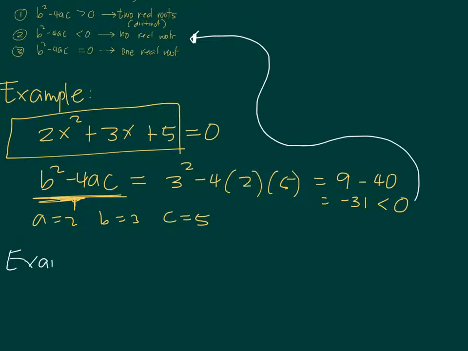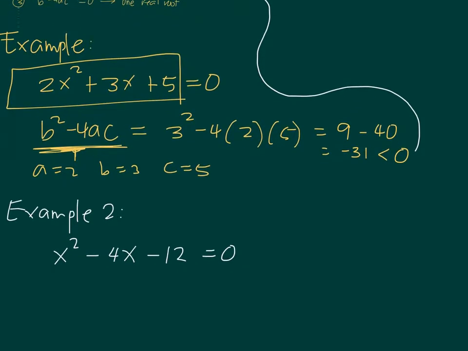Example 2. Let's say x squared minus 4x minus 12 is equal to 0. So just apply the b squared minus 4ac. So get the values of a, b, and c.